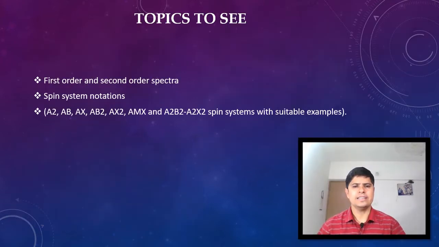In this lecture we are going to discuss first order and second order spectra. What is the difference between first order and second order spectra? Spin system notation: which are the spin systems? A2, AB, AX, ABX, AMX, A2B, A2X and so on. Such types of spin systems we have to discuss in this lecture along with first order and second order spectra. Let's see one by one.